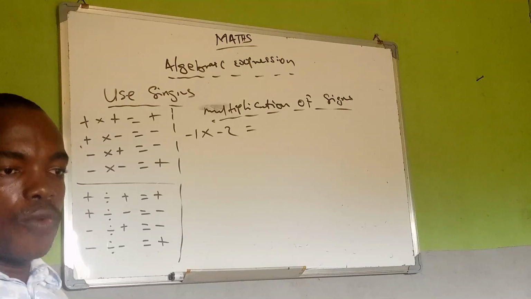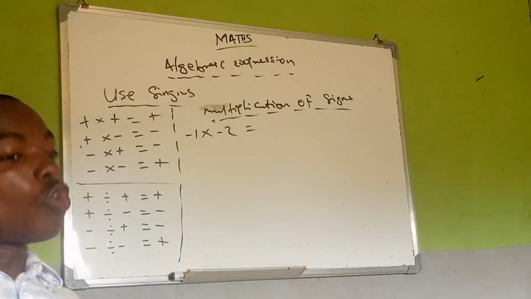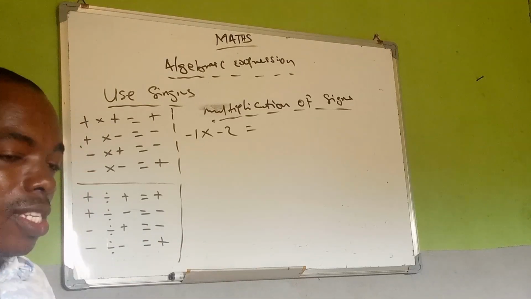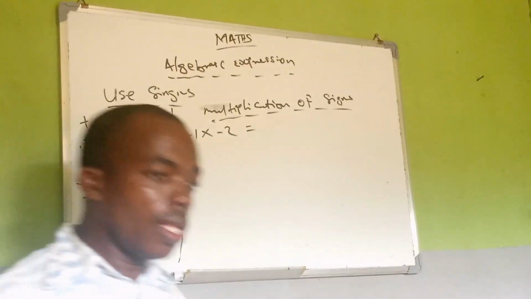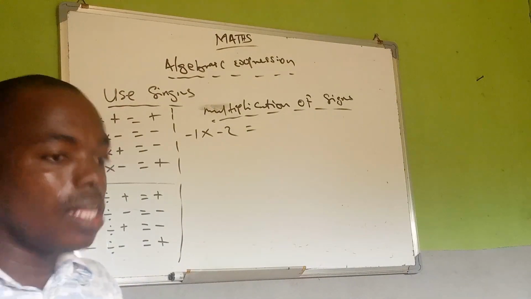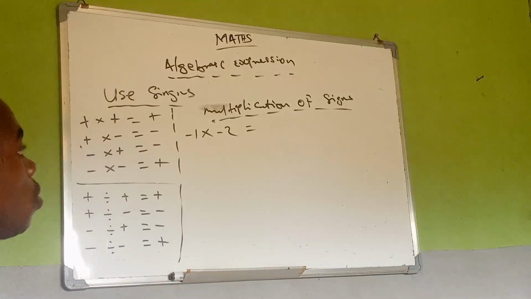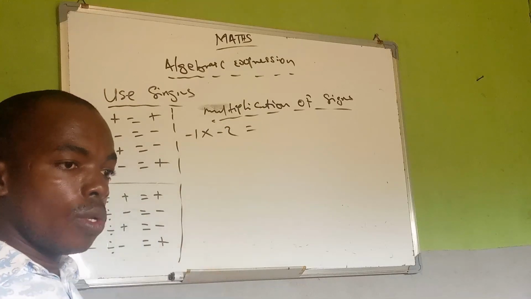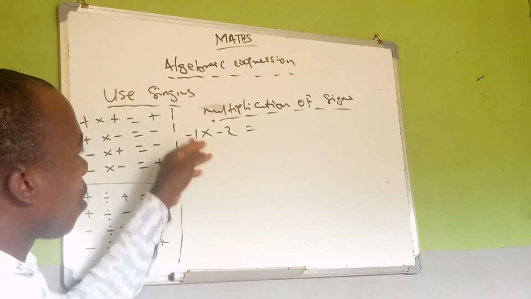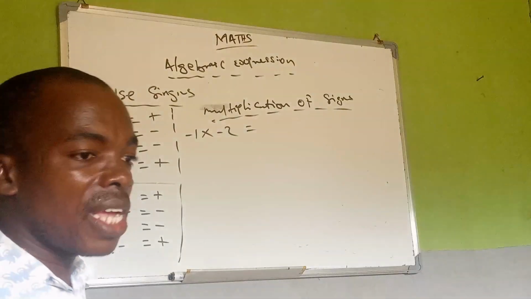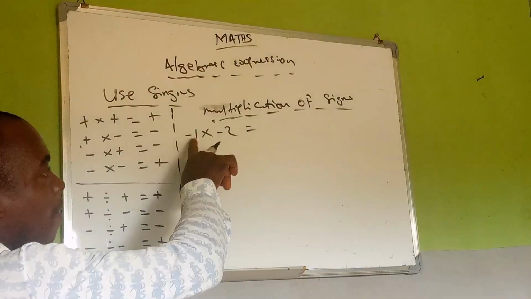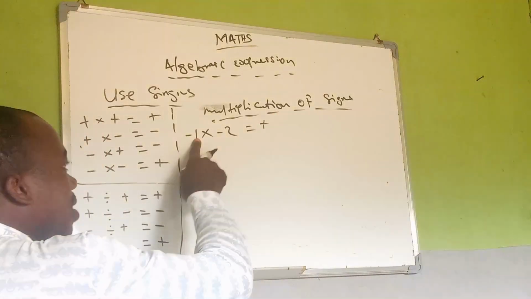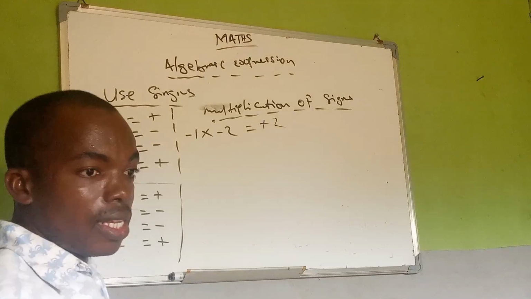-1 times -2. If you want to solve this, the first thing, I'm just trying to do revision. Before we start, let me just summarize JSS1 to SS1 so that we can continue. So if we have -1 times -2, the first thing we'll do is multiply the signs. Minus times minus is plus. Then 1 times 2 is 2. It is plus 2.